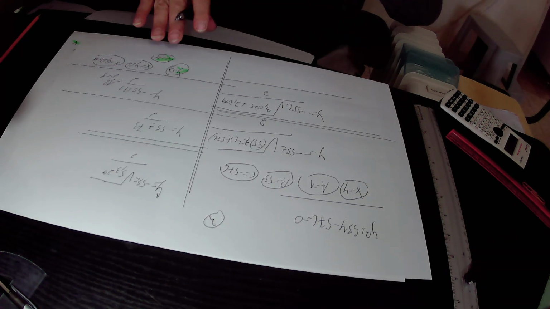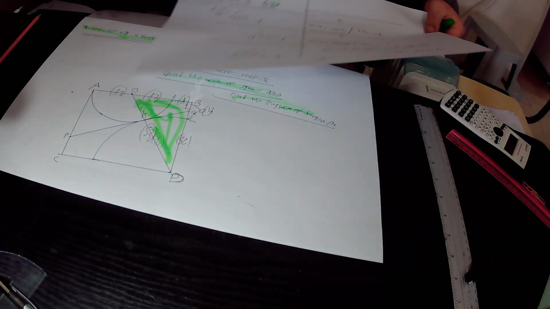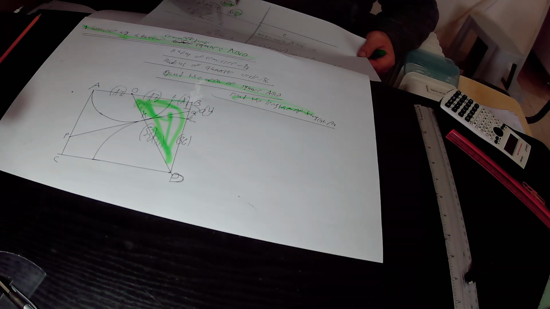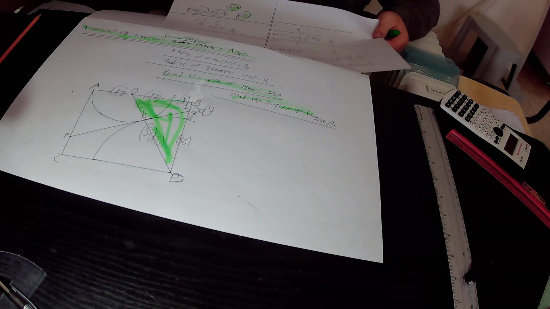The first part of the problem: we have to find out the area of this square ABCD. So what is the area of square ABCD?